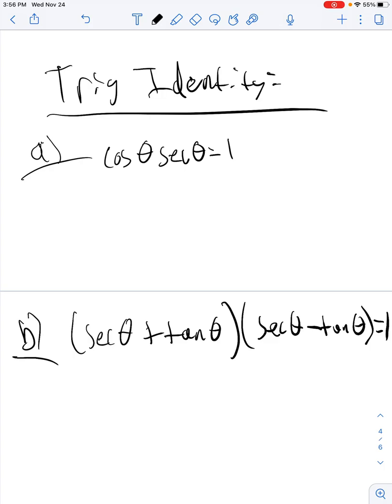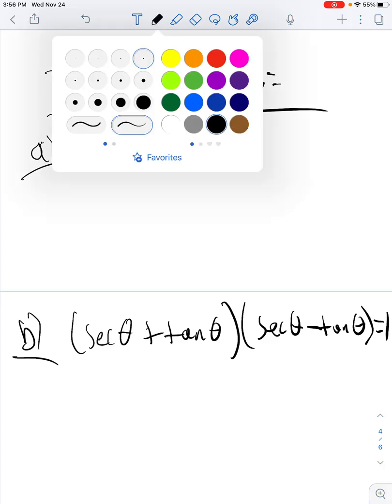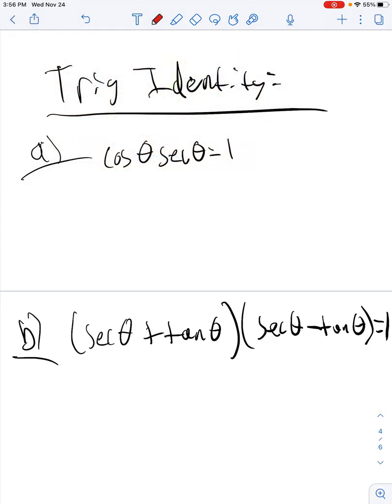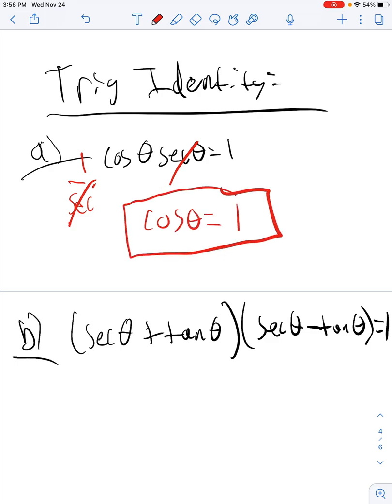For this first example, I know that cosine can also be written as 1 over secant. So if I multiply by 1 over secant, which is the same thing as multiplying by 1, this is going to cancel out, and this is going to cancel out. And all I'm left with is cosine theta equals 1.